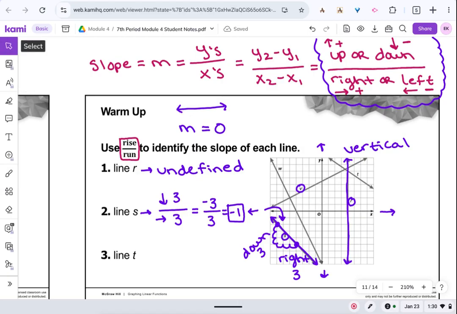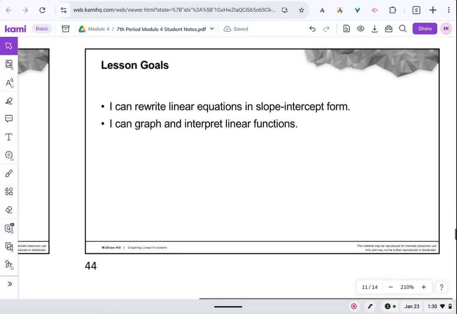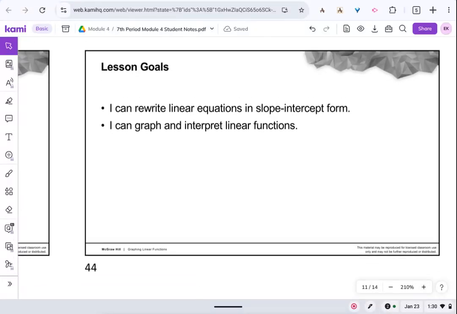We're not going to do any more problems on the warm-up because I'd like to get into our lesson for today, which is writing linear equations in slope-intercept form. We're going to talk about what slope-intercept form is first and then get to a couple examples.